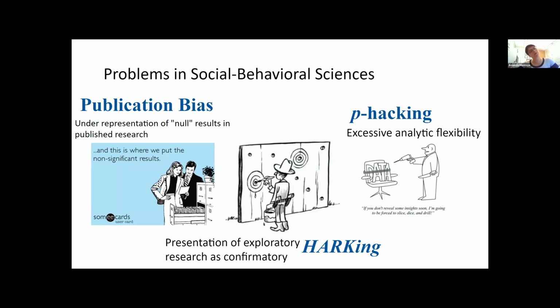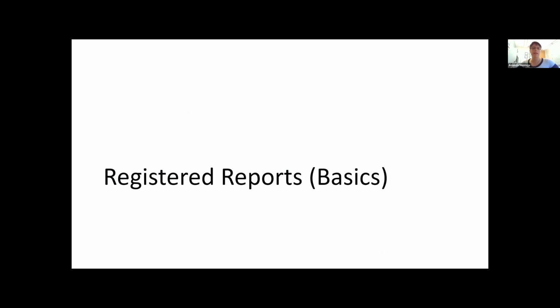So what problems were we experiencing in the social behavioral sciences? We have a lot of problems with publication bias, which is this underrepresentation of null results in published research. We have problems with what we call HARKing, hypothesizing after results are known. And so this is presenting what really was exploratory research as confirmatory after the fact. And also people taking advantage of excessive analytic flexibilities in order to find the results that they want. And that's often called p-hacking. So registered reports came in to address a lot of these problems.